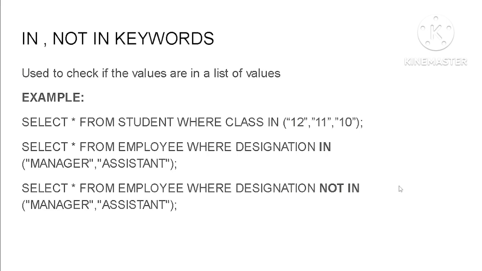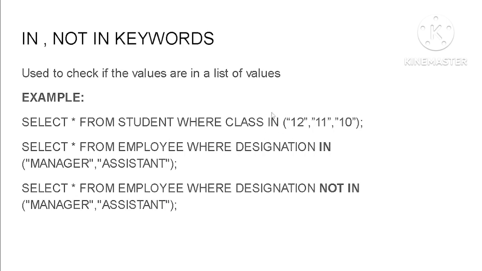Then in keyword, not in keyword. It is the same as what we do in Python. In will check if the value exists in the given list. Not in will make sure that the value does not exist in the given list. So look at the sample given here. Select star from student where class in 12, 11, 10. So it will fetch the details of all the students from classes 10, 11, 12 because I've given the in keyword. It will skip the other classes.